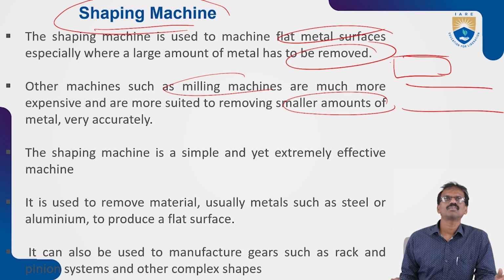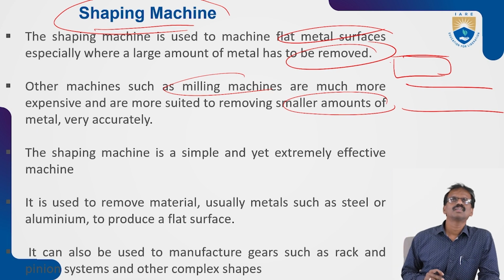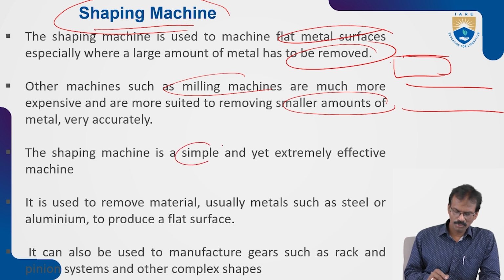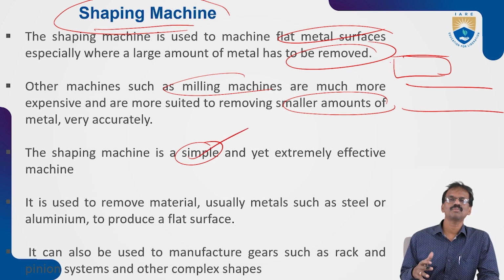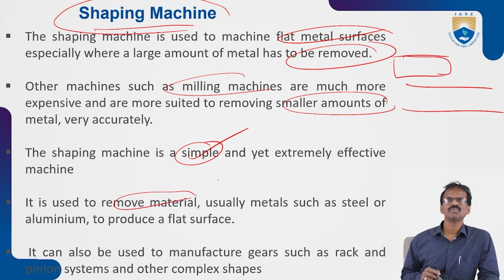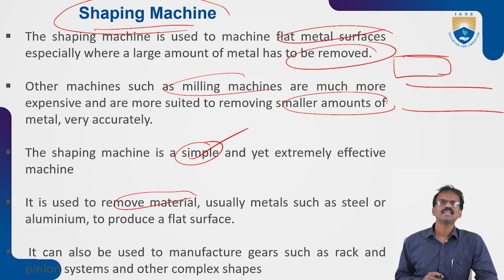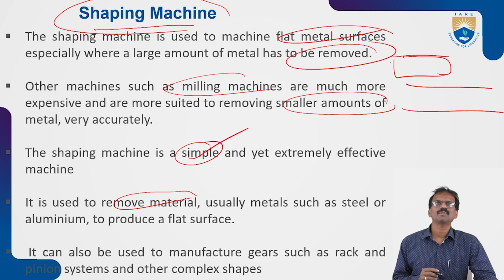So for removal of any slots, if we require high removal of material, we can prefer the shaping machine also. Okay, the shaping machine is a simple but extremely effective machine. It is a very simple construction, but the material removal rate is very high. It is used to remove material, usually metals such as steels and aluminum, to produce some grooves or some flat surfaces. It can also be used for manufacturing gears and racks. So for this we prefer the shaping machines.